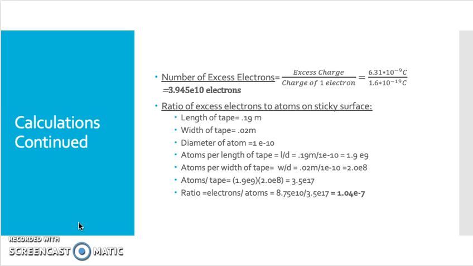To get the ratio of excess electrons to atoms on the sticky surface, we had to get the amount of atoms per piece of tape, and to do this, we determined the length of the tape to be 0.19 meters, the width of the tape to be 0.02 meters, and the diameter of an atom to be 1 times 10 to the negative 10 meters. We determined the atoms per the length of tape and the atoms per the width of tape, and then multiplied these together to determine the atoms per the entire piece of tape. We then determined the ratio of electrons to atoms and found it was 1.04 times 10 to the negative 7.